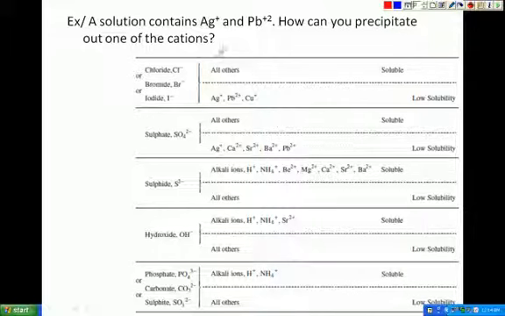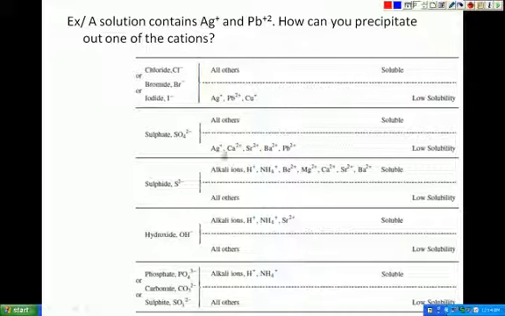Let's take a look at this problem. Try putting the video on pause and see if you can figure out this question. A solution contains silver and lead-2 ions, and how can you precipitate out one of these cations? Okay, so try taking a look at this table and see if you can see how we can separate silver and lead-2.